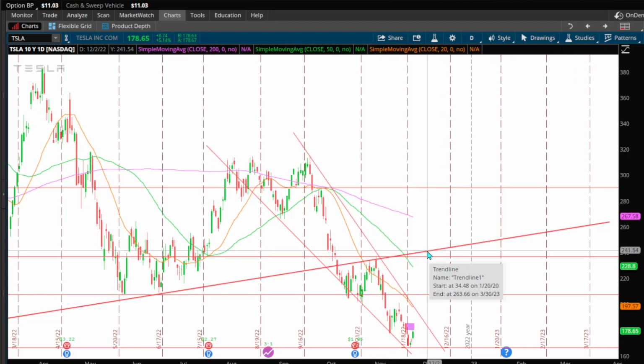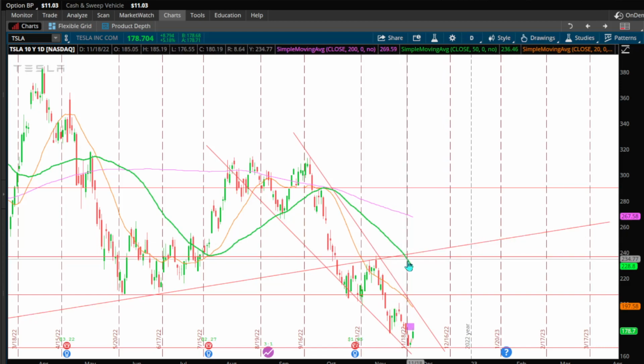Eventually, if we want to be bullish, we need to get back above this trend line. Getting back above this trend line will also mean getting back above this 50-day moving average. So let's talk about this chopstick-like pattern, this falling wedge.